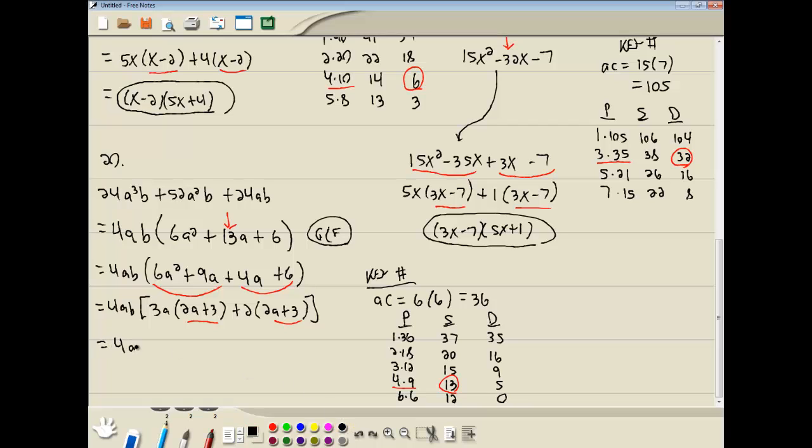So I'm going to have 4ab, I'll factor out the 2a plus 3, and then 3a plus 2 is what goes in your second set of parentheses. After you cross these out, it'd be what's left, 3a plus 2. And let me go ahead and save that, and we'll go to the next page.